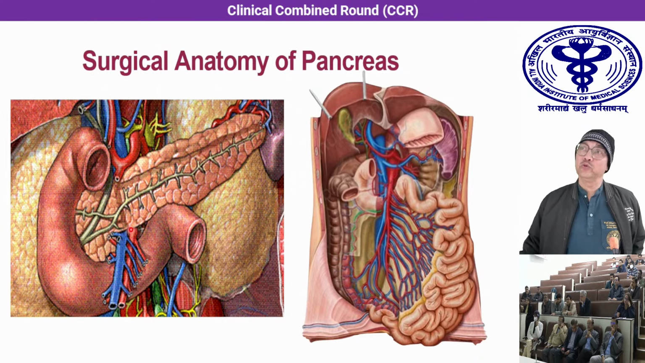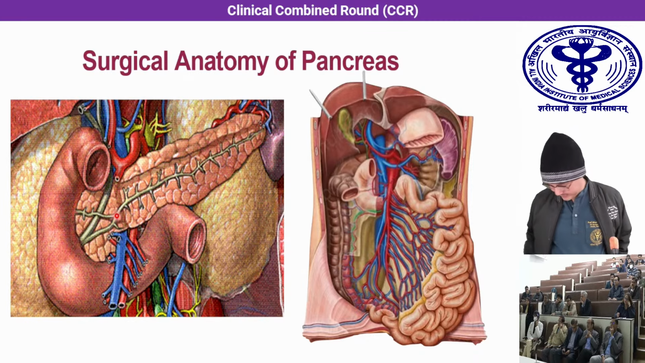So these two traverse behind the neck of the pancreas, and one goes to the aorta, one goes to the liver. If we remove the pancreas and the duodenum, this is how the picture is: these two remain behind, coursing along the posterior part of the pancreas.